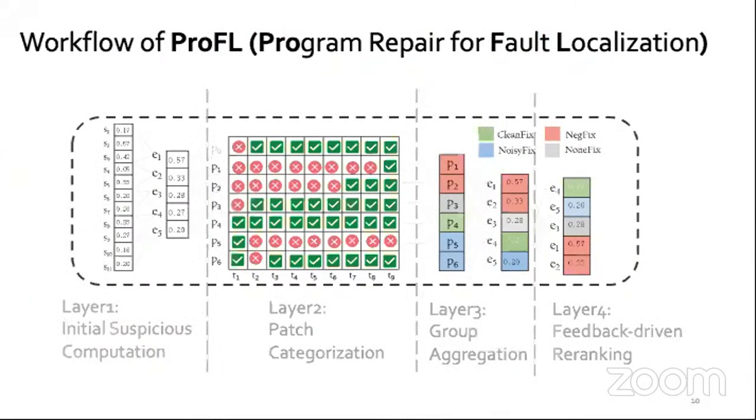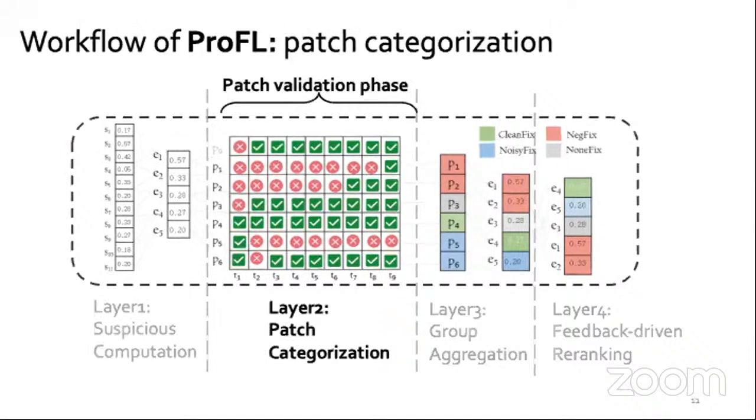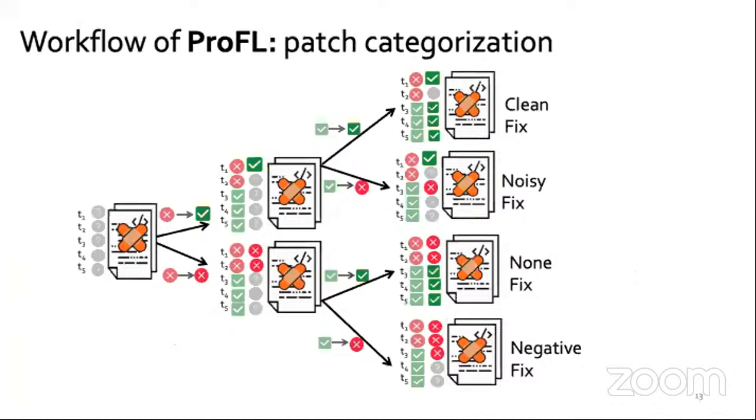Now, let's quickly walk through the workflow of ProFL. Firstly, ProFL takes off-the-shelf fault localization for the initial suspiciousness calculation. For example, currently we use the aggregated spectrum technique with the Ochiai formula as the initial suspiciousness value of each code element. Then we enable APR with such initial fault localization scores to collect the patch execution information, based on which we design a set of simplistic feedback rules to categorize patches into different groups. For example, for a given patch, if at least one originally failed test becomes passed and no originally passed test becomes failed on that patch, we call it a clean fix patch.